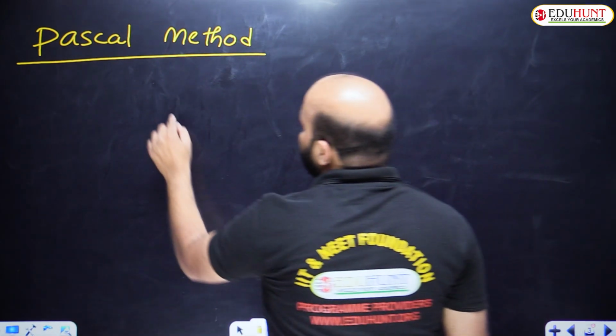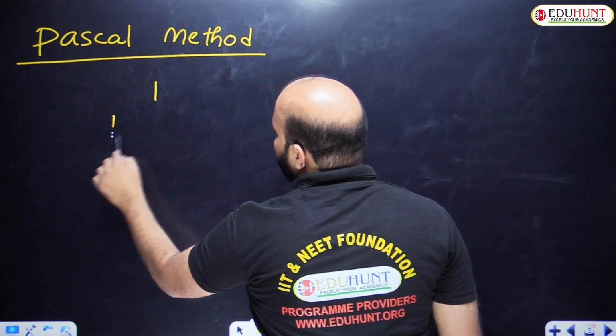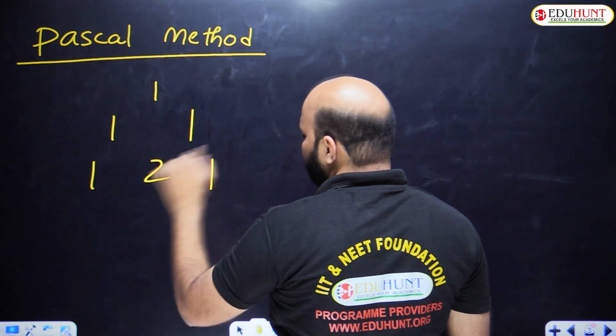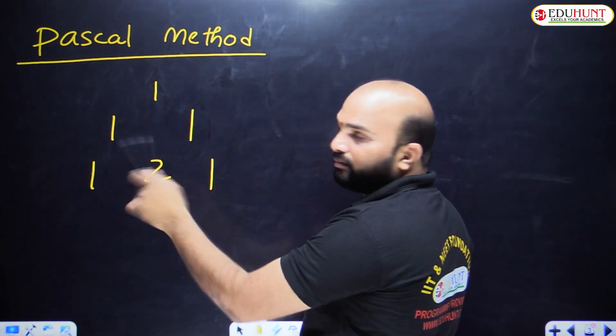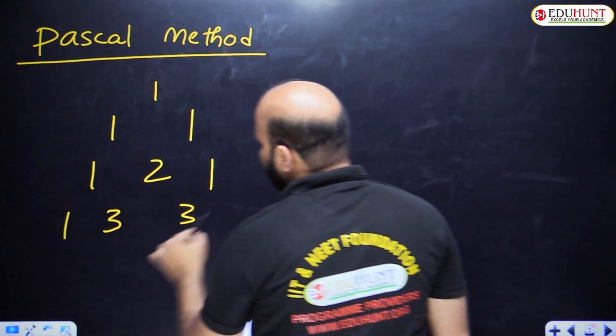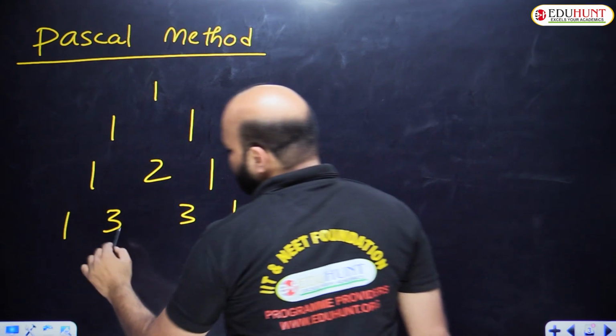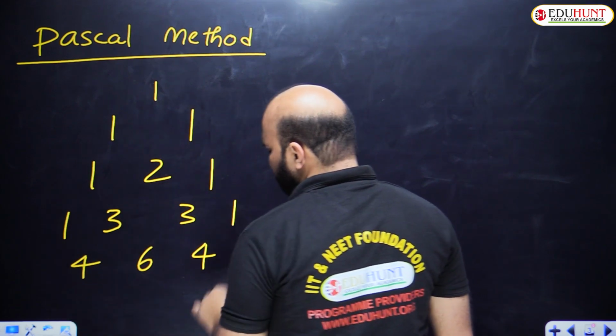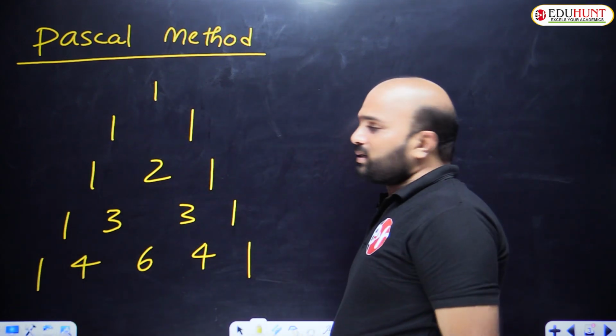You know what the Pascal triangle is: 1, 1, 1, again 1, 2, 1. So 1 plus 1, 2, is taken in the middle, and the extremes are 1, 1. Again 1 plus 2, 3, and 2 plus 1, 3, with 1, 1 taken on both sides. Again 1 plus 3, 4, 3 plus 3, 6, 3 plus 1, 4, again 1, 1. This is the Pascal triangle.